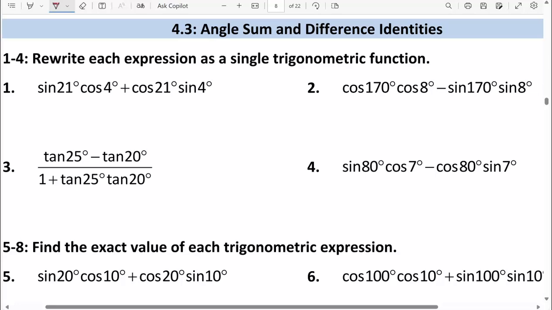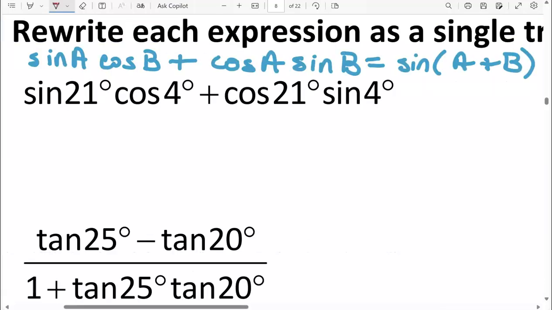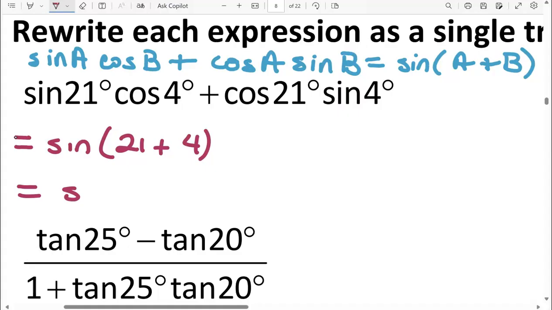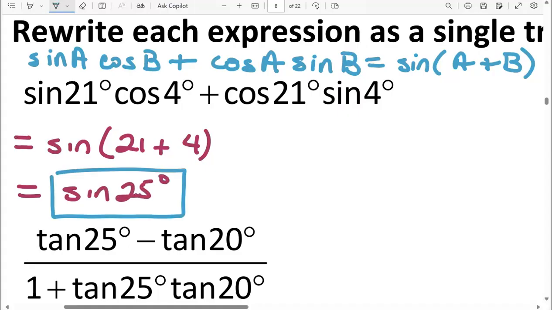In number 1, we'll need to use one of the angle sum or difference identities. This fits the pattern of sine A times cosine B plus cosine A times sine B, which is equal to sine of A plus B. So this is equal to sine of 21 plus 4, or sine of 25 degrees.